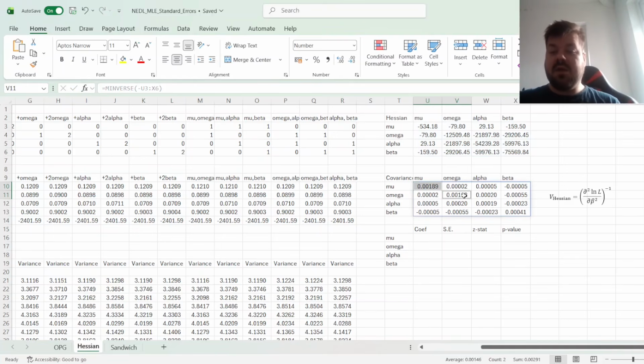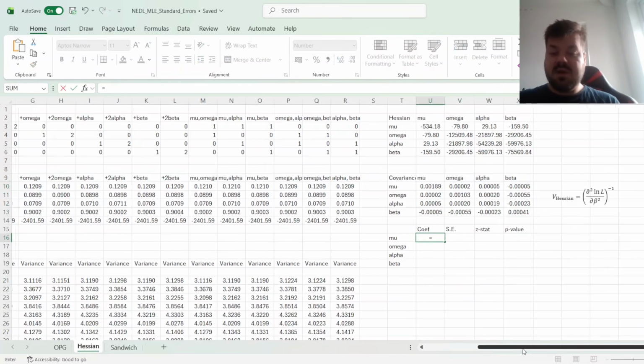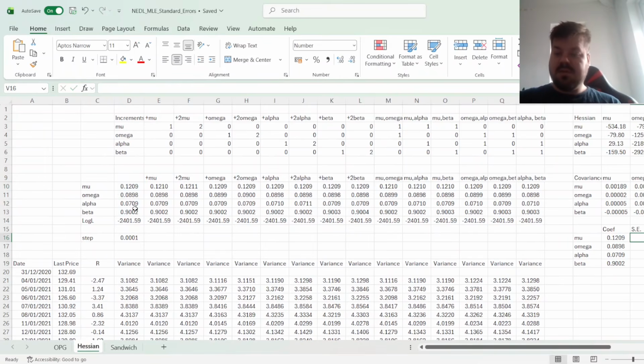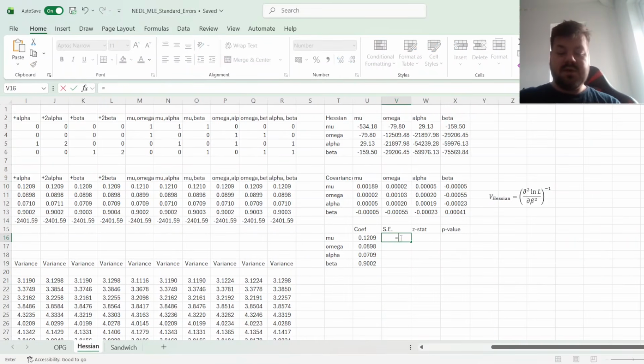Again, we are looking at the diagonal mostly because those are the variances of individual parameters, meaning that the square roots of the diagonal elements are the standard errors of the parameters of interest. So here are our coefficients. Standard errors, well, square root of the diagonal elements.